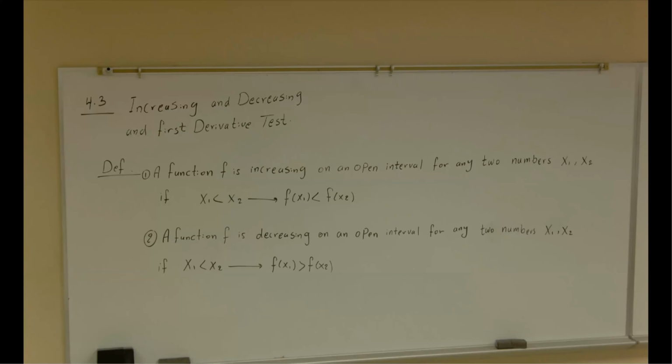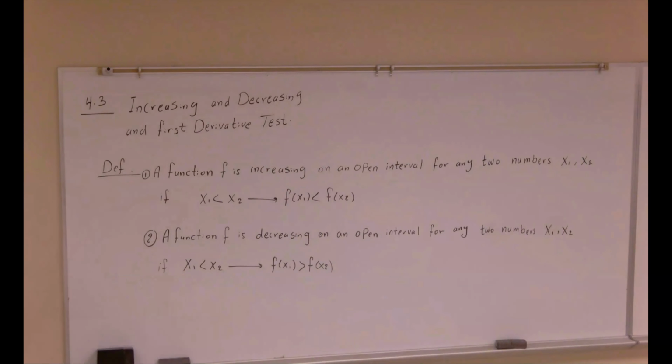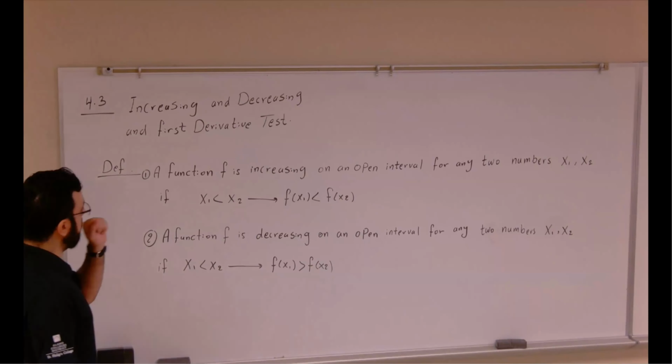Increasing and decreasing, we already know. We need to find the increasing. We used to find the slope. The slope, if it's positive, that means increasing. If the slope is negative, it means decreasing, which is the same thing here.